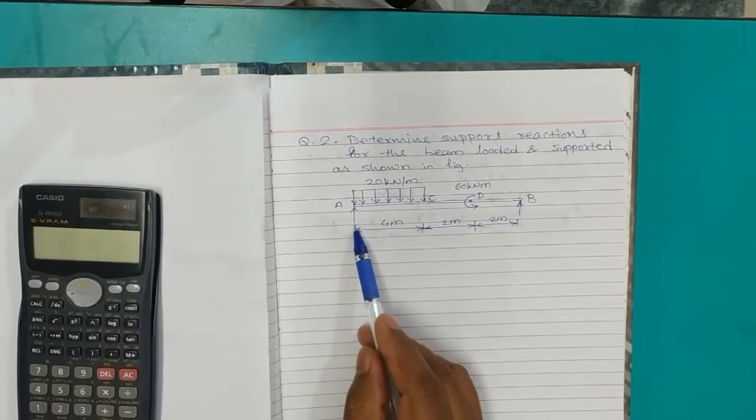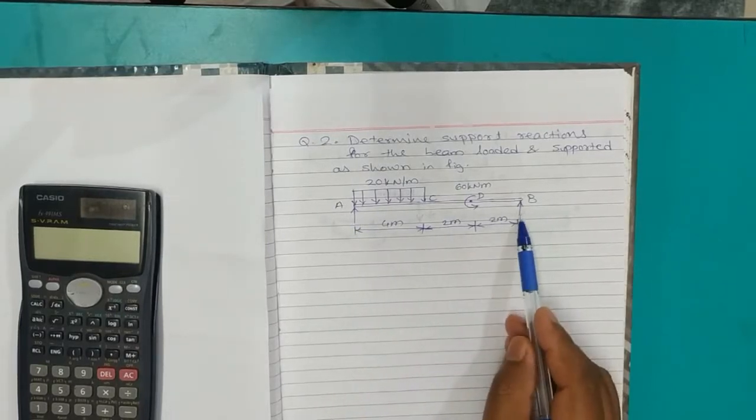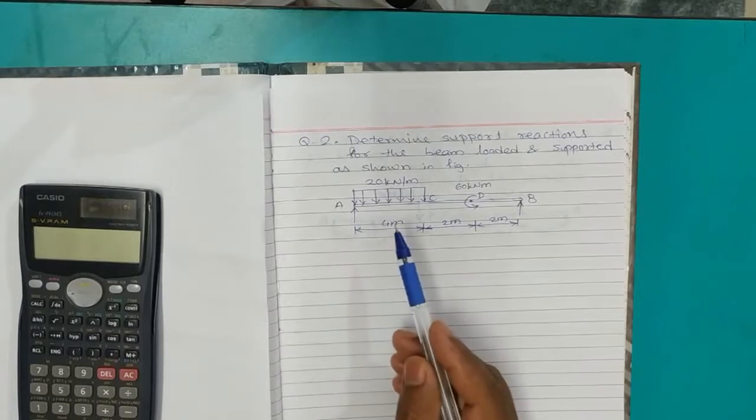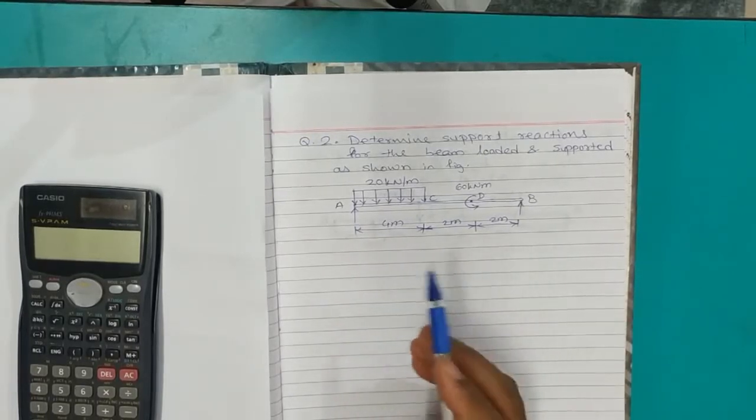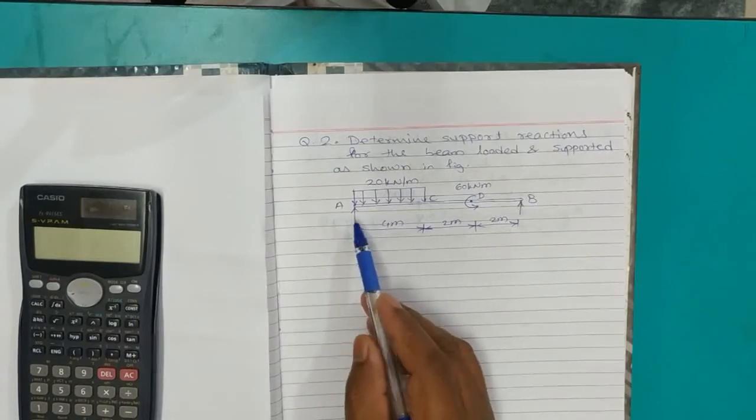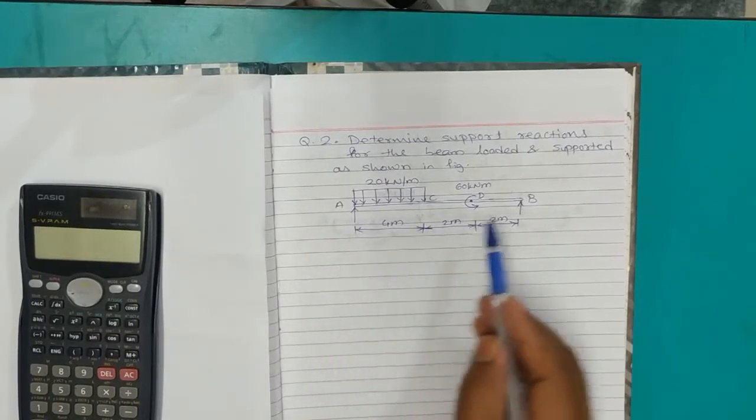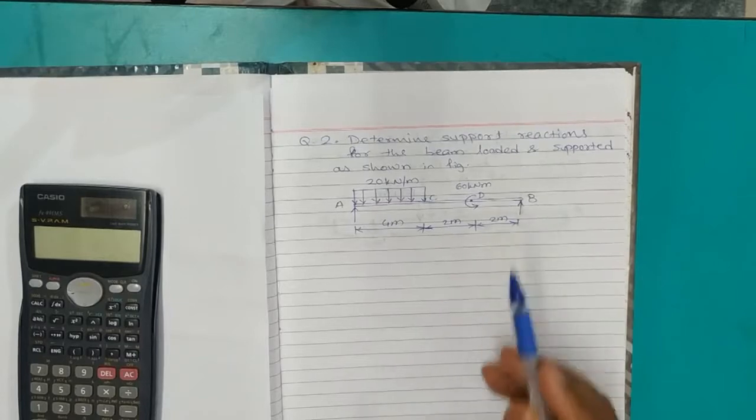Now here the symbols of the supports are not given. We have just shown the arrows for the reactions. So let's assume that these are going to be simple reactions. Assuming that these are simple reactions, let's solve how much is the reaction at point A and how much is the reaction at point B.